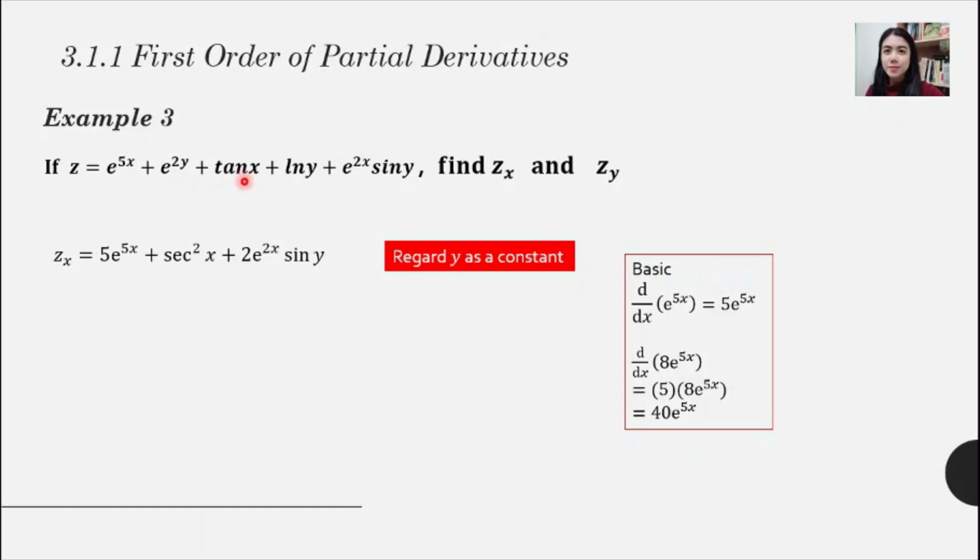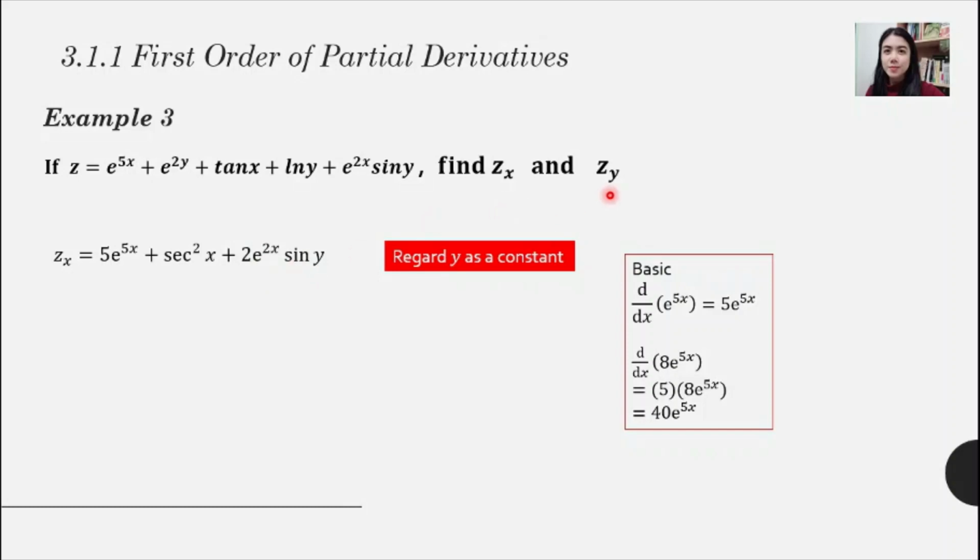Now tangent x. Yes, we have x here. If you differentiate tangent x, it will give you secant squared. For the ln y, it's not an x, which means that you will have a constant. So you differentiate a constant, you have 0. Now for this one, you have the x only in the exponent. The sine y is actually a constant. You just focus on the part that you have x. So if you differentiate this e to the power of x, it will give you 2e to the power of x, multiplied with the constant sine y. So it gives you 2e to the power of x sine y.